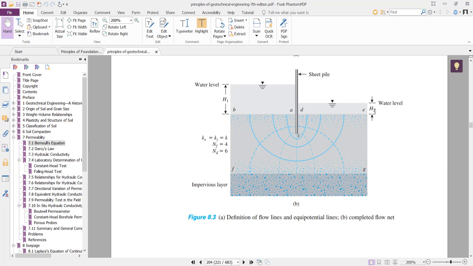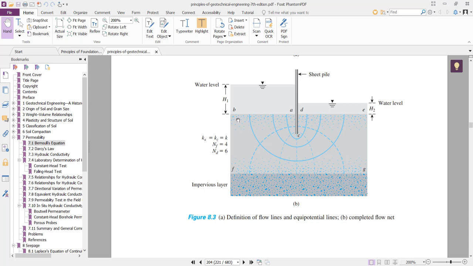You need to know the first equipotential line, the last equipotential line, the first flow line, and the last flow line. You also need to know that all the nodes on the same equipotential line have the same pressure, and that the flow lines are closer to each other when they are close to the structure, and when you go away from the structure the difference between them is larger.